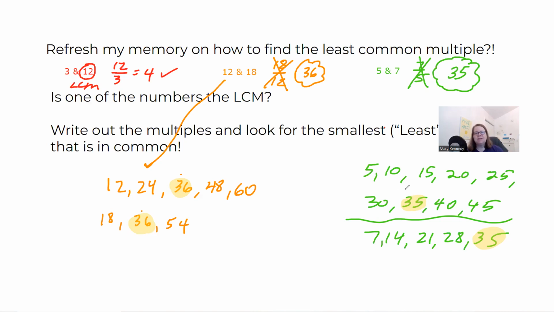So this process will keep you from automatically just getting it, sometimes you'll get it right, sometimes you'll get it wrong if you just multiply the numbers. But if you just list them out, you're just looking at what's the smallest.